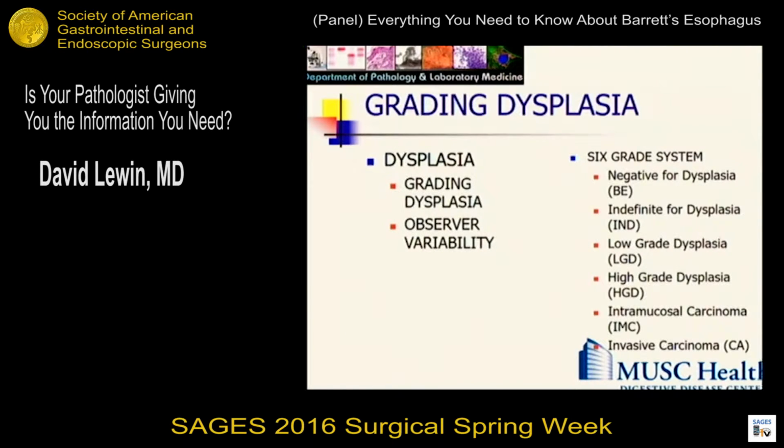All right, switching focus to dysplasia. Talking a little bit about grading of dysplasia and then some observer variation. Typically we use a 6 grade system: negative for dysplasia, indefinite for dysplasia, low grade, high grade, intramucosal carcinoma, and then invasive carcinoma. And really our problems end up being this indefinite category, which I'll spend a little bit of time on.